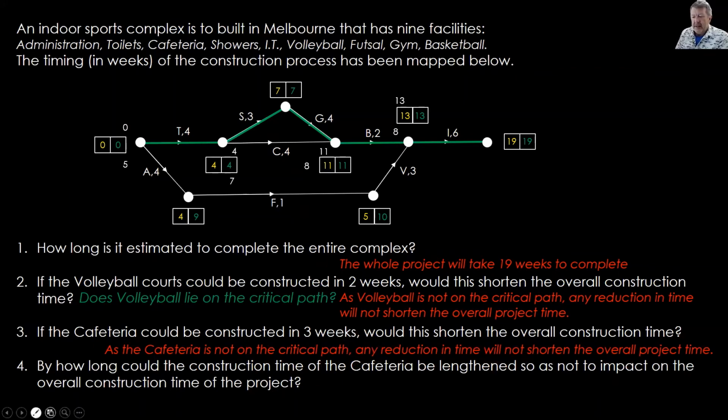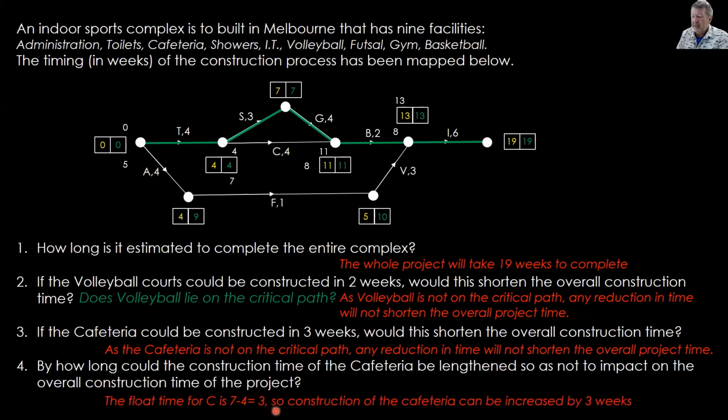All right, so last one. By how long could the construction time of the cafeteria be lengthened so as not to impact the overall construction time of the project? So for that, we need to check out the float time on the cafeteria. So cafeteria starts here. So that's the bottom line. So it's the 7 and the 4. 7 take away 4 is 3.